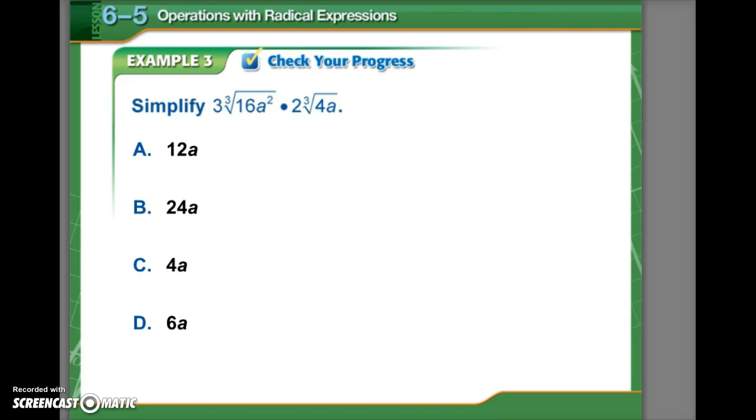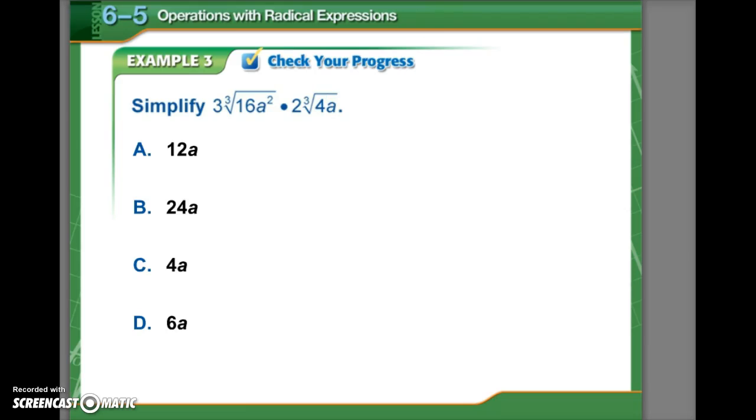Okay, here's one for you guys to check your progress on. Pause the video as long as you need to work on this, and when you have your answer, come on back and go to the next slide. Okay, our answer for this one is B, 24a.